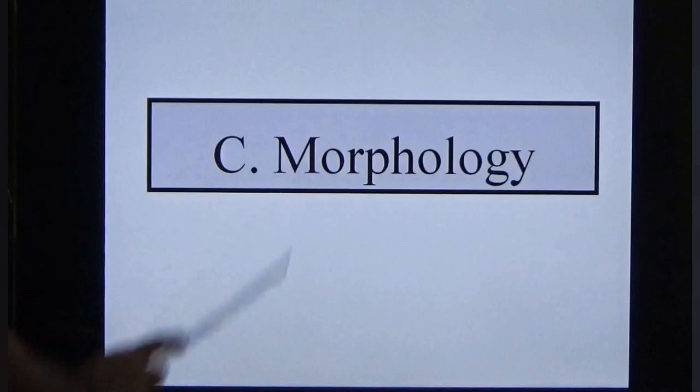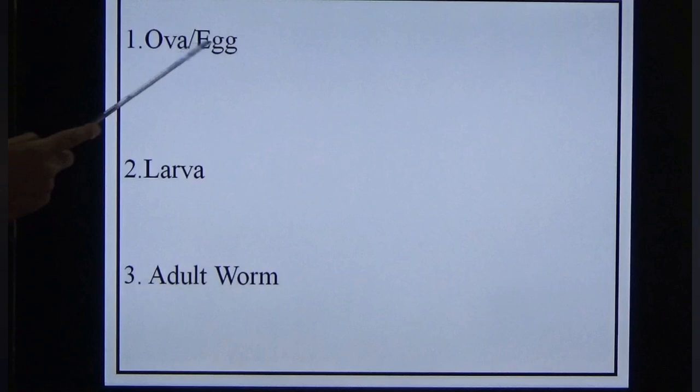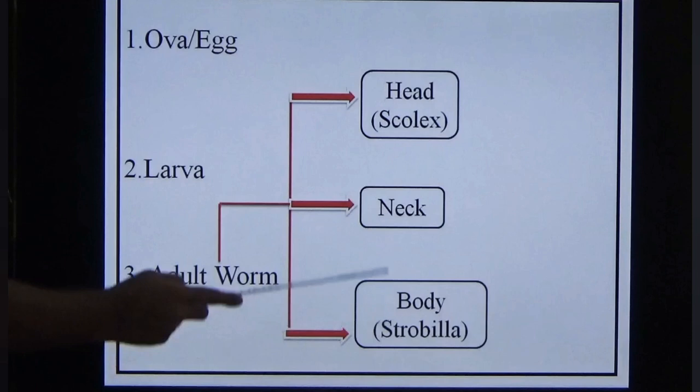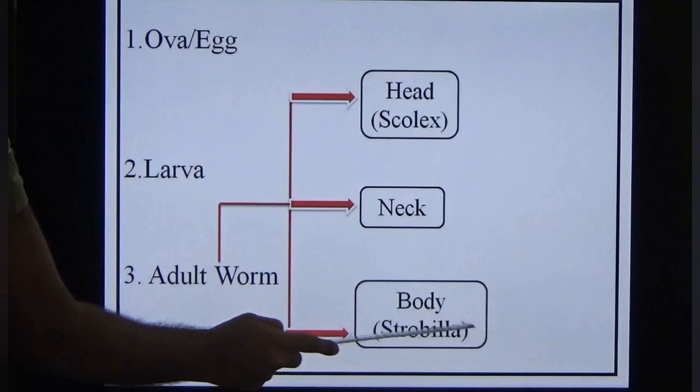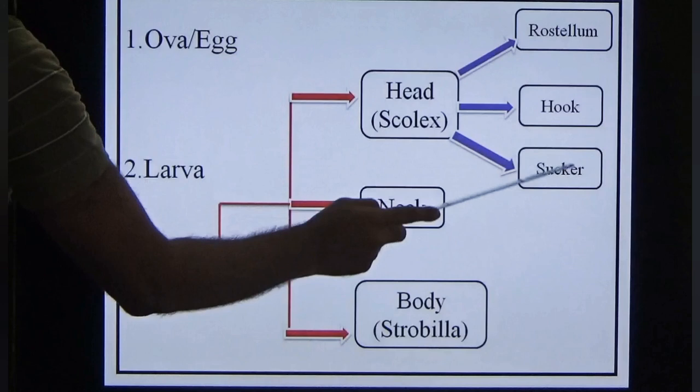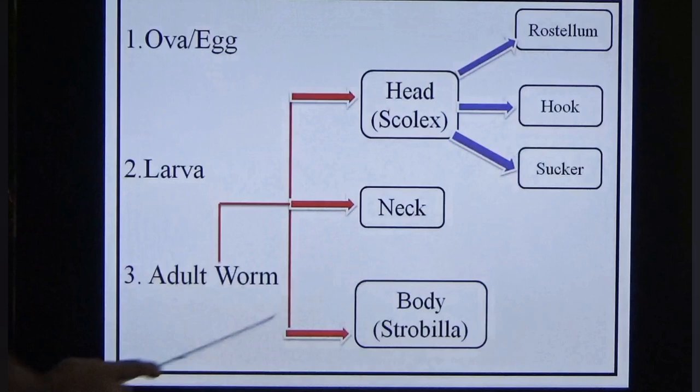Morphology. As we are aware, all the worms pass through three stages: ova, larva, and adult worm. The adult worm, for our purpose, we divide into three parts: head, neck, and body. The head is known as the scolex, and the body is known as the strobila. The head part has the rostellum, a projecting part, and hooklets and suckers. When we study the adult worm, we will discuss it in detail.